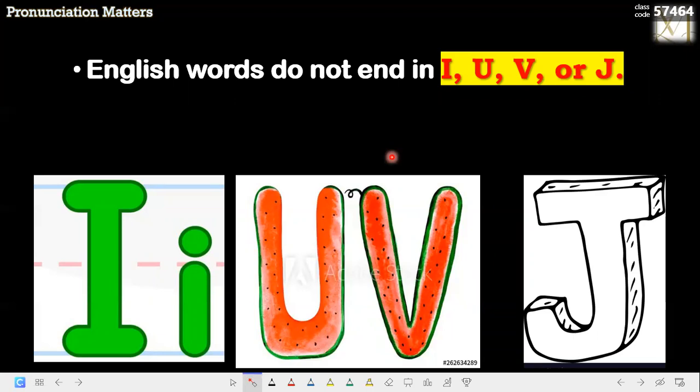Okay, and all the words that end with U or J or I in English are not English words. They have come into English; they have been added to English from other languages. But the pure English roots of words do not end, any word in English does not end with these 4 letters, I, U, V, and J. Okay, remember this carefully, because we are going to need this rule in the session.